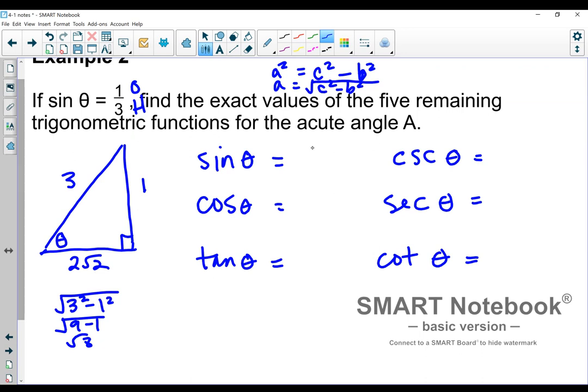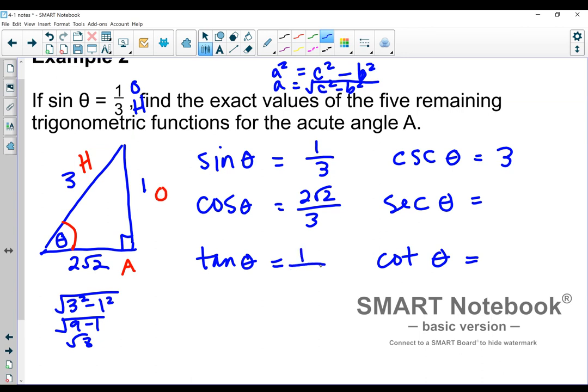So my sine theta I already know is 1/3. So that means my cosecant is going to be 3. So when I take the cosine, let's see, I need to probably label this. Here's my angle, here's my opposite leg, here's my adjacent leg, and here's the hypotenuse. Remember, the hypotenuse is always across from the right angle, always the longest side. So cosine is adjacent over hypotenuse. So 2 square roots of 2 over 3. And tangent is opposite over adjacent.